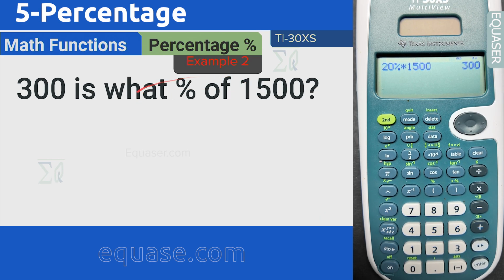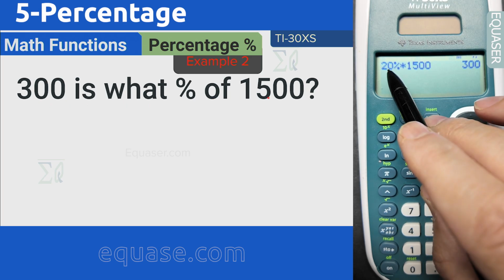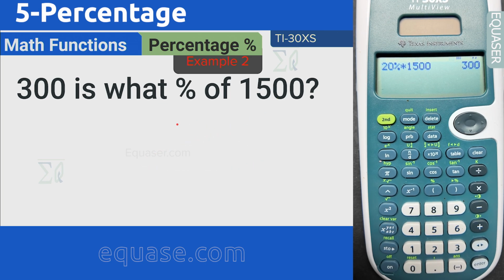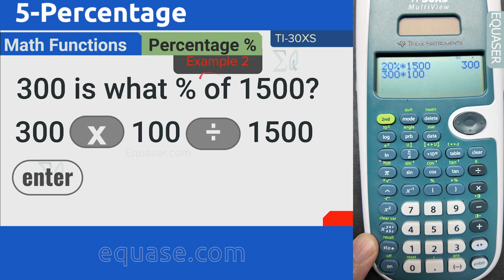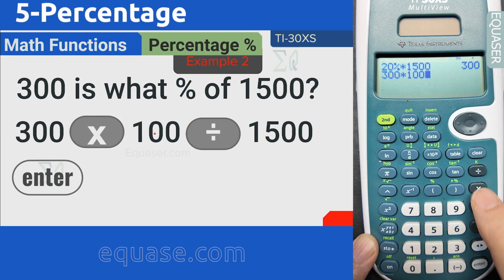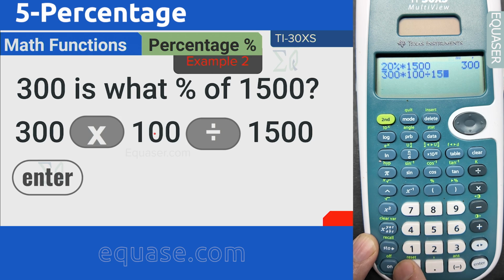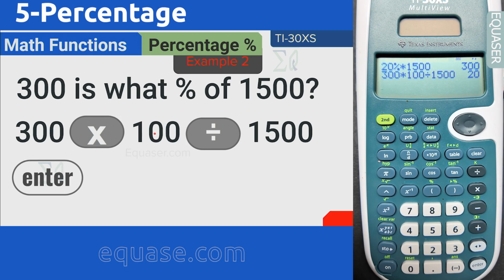The second example is different. It says 300 is what percent of 1,500? We know the answer, which is 20, but let's see how we can do it. So we type 300 times 100. 100 is because the percent is based on 100, and divided by 1,500, and we get 20.